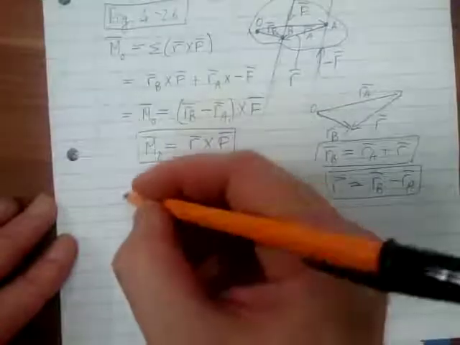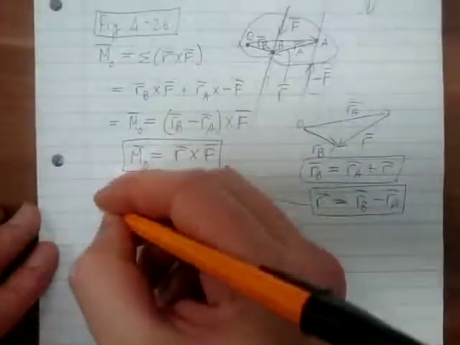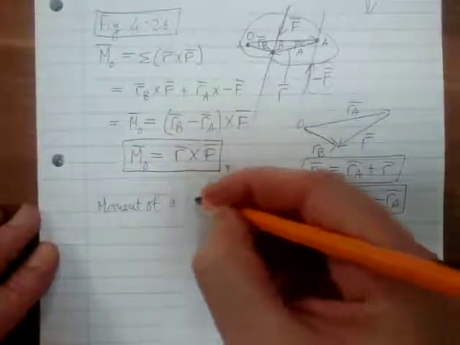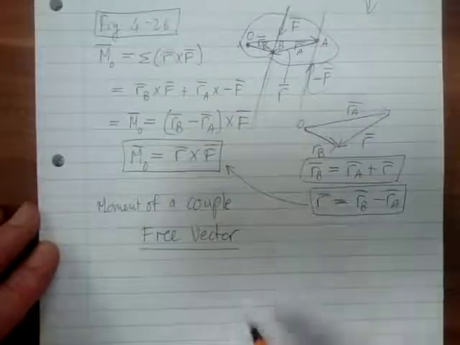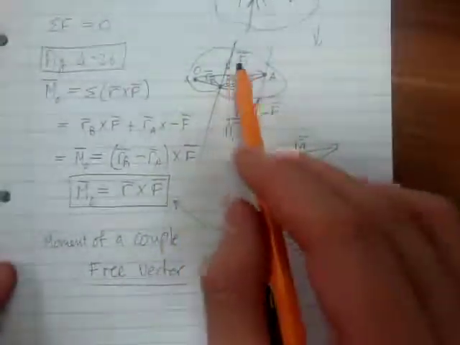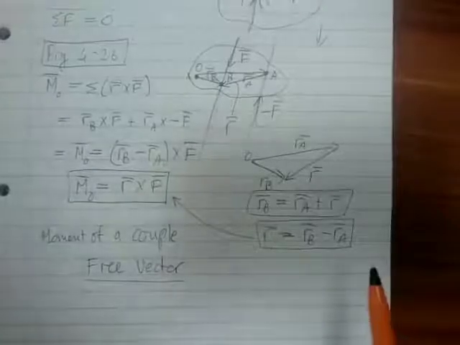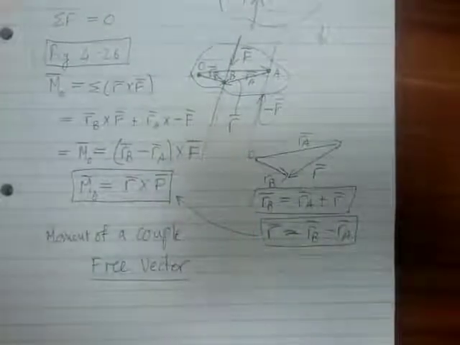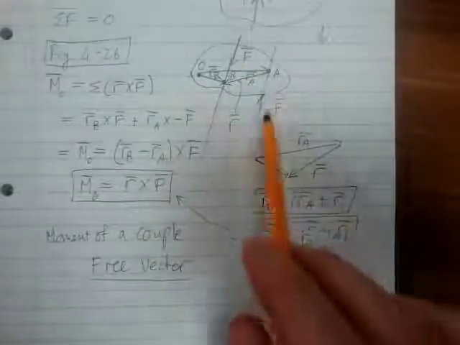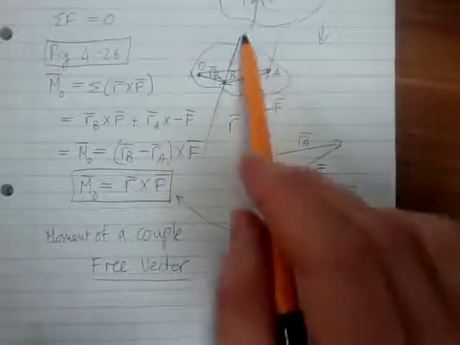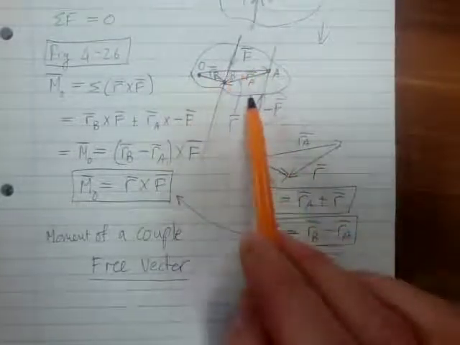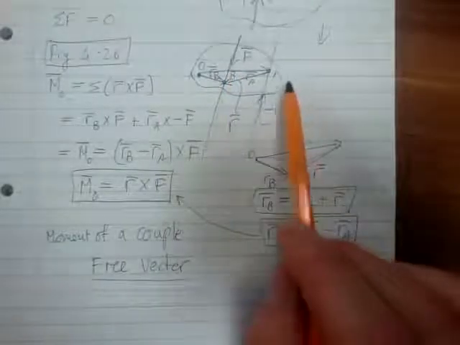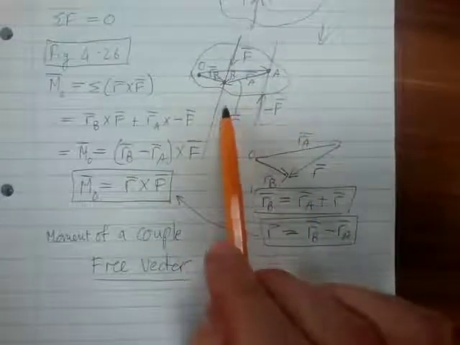And based on this, we can say that the moment of a couple is something called a free vector. A free vector, meaning it doesn't matter if you take moments of those two forces about any point on the body, or actually any point in the universe, we will end up with the same result. If you take the moment of one force about a point, and you add the moment of the other force about the same point, that resultant moment will be exactly the same as if you take the moments of those forces about another point.